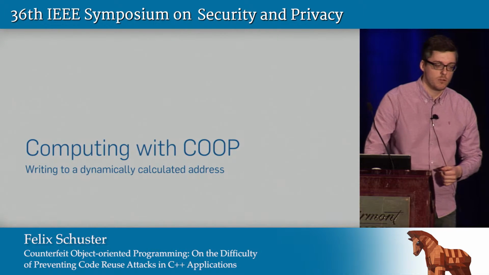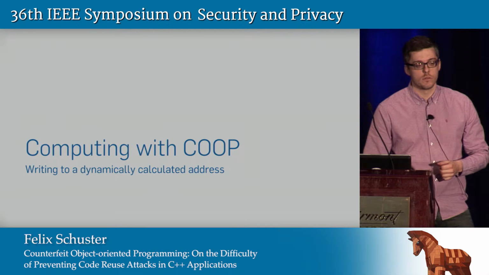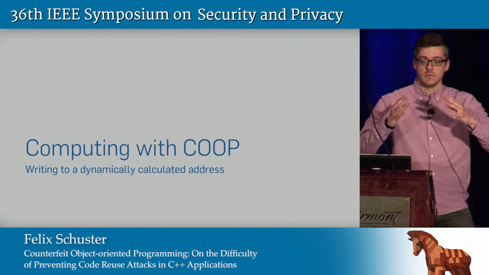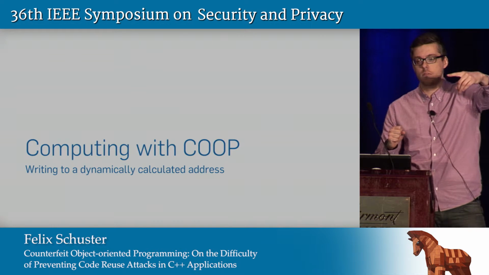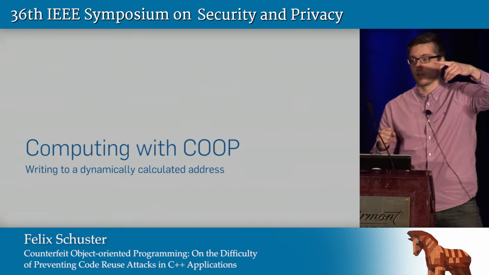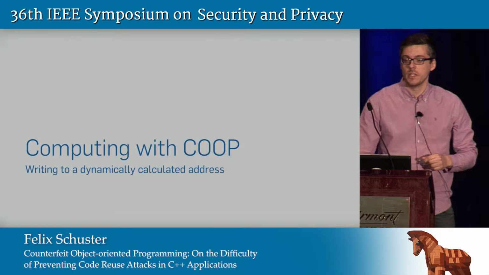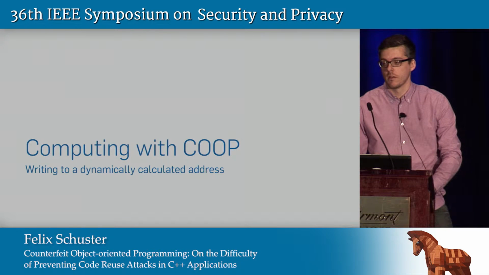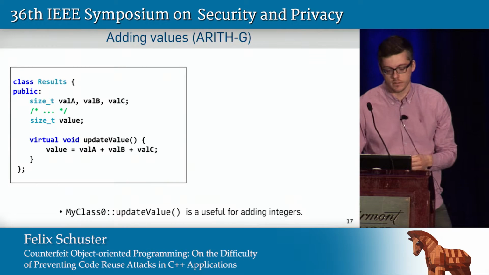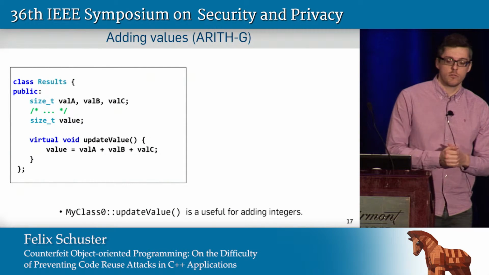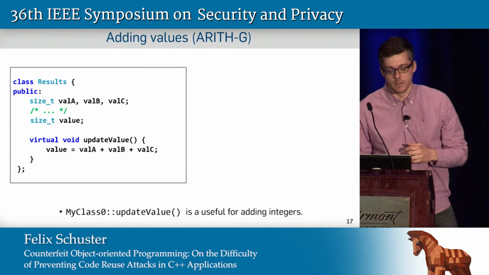Okay, this was the main loop gadget, and now comes how you can actually compute with COOP. As I said, we have this main loop gadget, and this main loop gadget invokes different virtual functions that we want to execute. And now I'm going to show you how we can do some meaningful computation by reusing virtual functions on our own injected counterfeit objects. I'm going to present two very, very simple VF gadgets, and I'm going to show you how we can combine them.